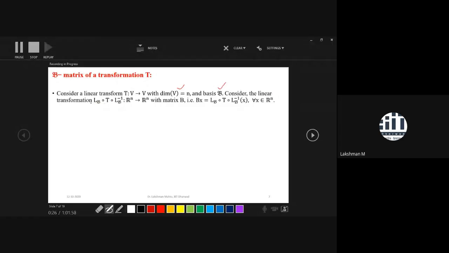This is a composition of three operations. That means a composition of L beta, which is the coordinate transformation from V to Rn; then this one is the linear transformation from V to V; and this one is the inverse coordinate transformation from Rn to V. So every part is a linear transformation, and this composed linear transformation is defined from Rn to Rn.